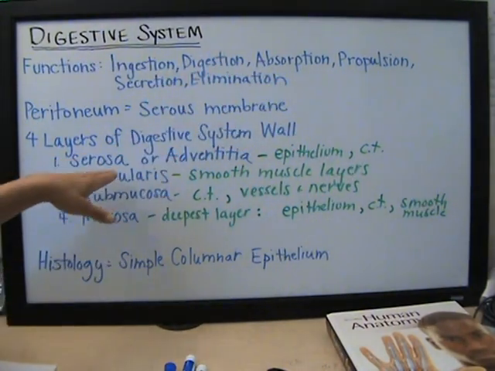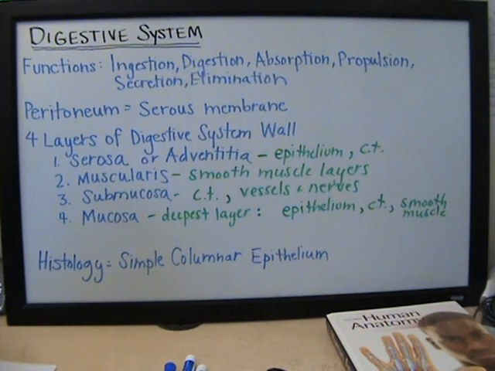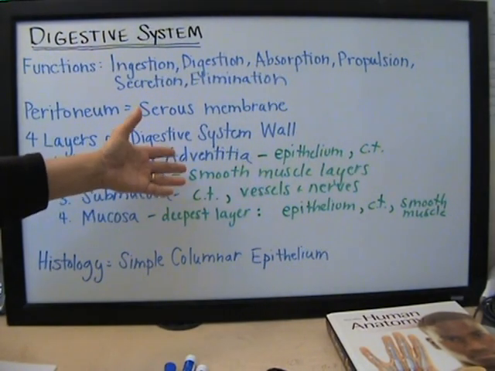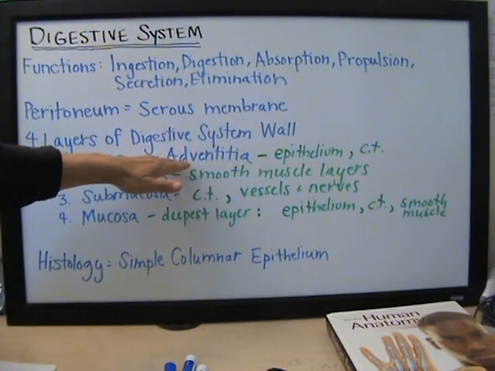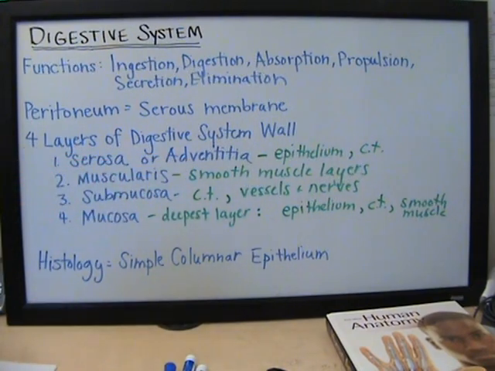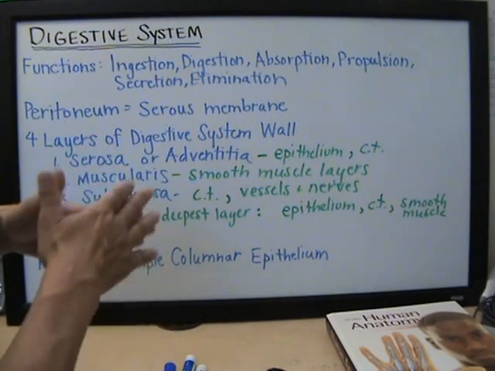And the difference between a serosa and an adventitia is that this outer layer is called the adventitia when it doesn't have the peritoneum around it. So there are areas that are outside of the peritoneum, which we call retroperitoneal, and then the outer layer is called an adventitia. If it does have a serosa, then it has that peritoneum around it.